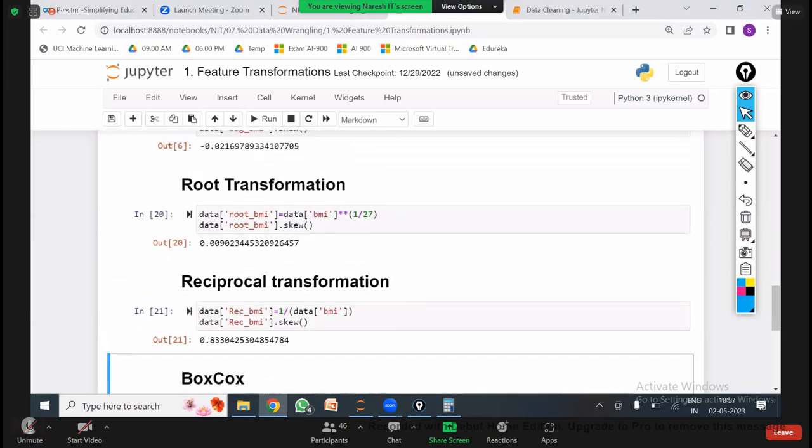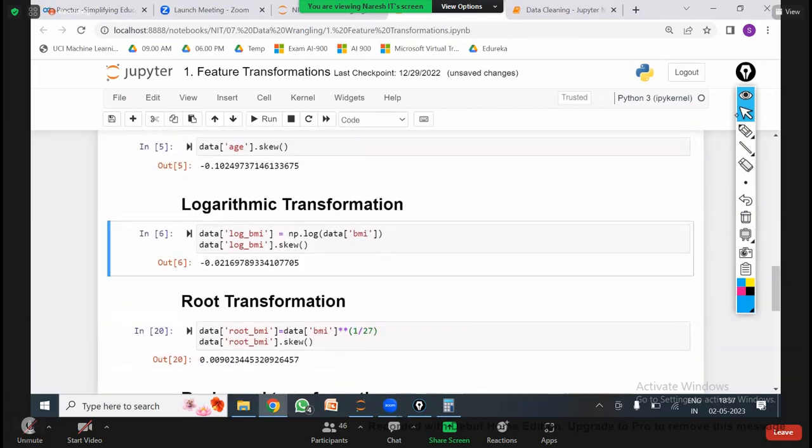Now, reciprocal you have done, root you have done, and logarithmic you have done. Out of all of them, which is the best one? Which is almost close to 0? Root. So you are going to select the root transformation. Is that clear? So here there is no best option.